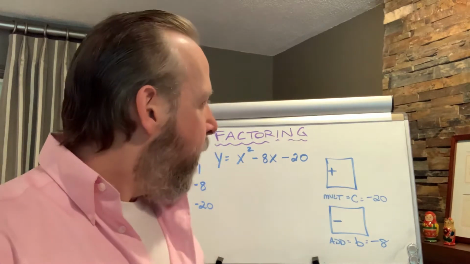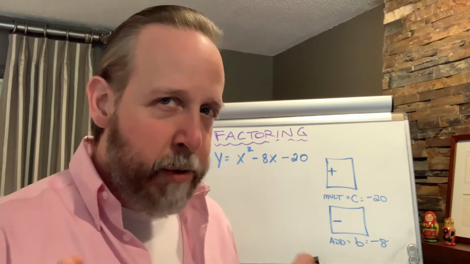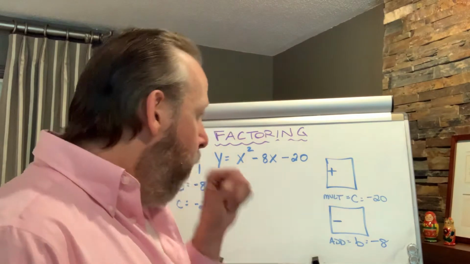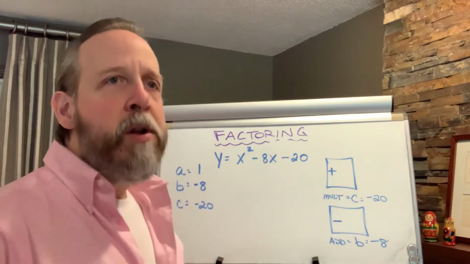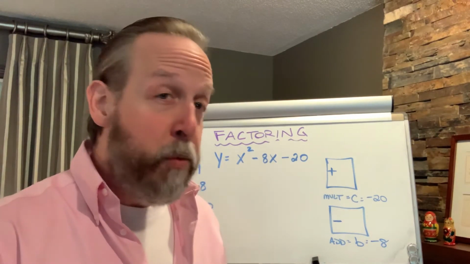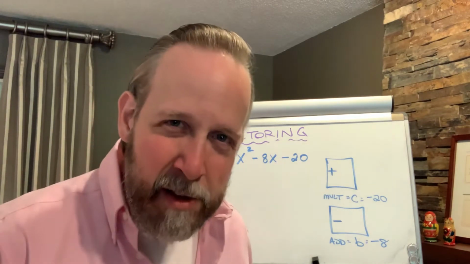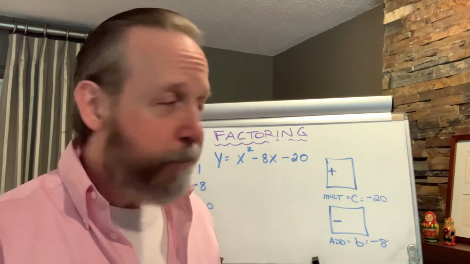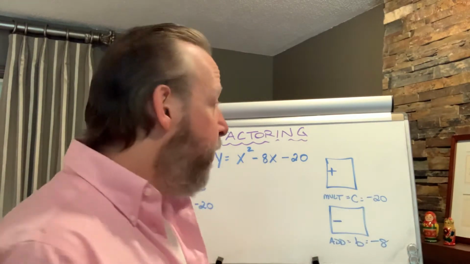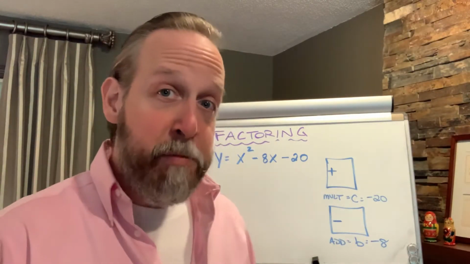Okay, factors of 20 that also add up to 8 when one is positive and one is negative. Let's see. 1 and 20. 1 times 20 is 20. Now, if 1 is positive or negative, or if 20 is positive or negative, they're not going to add up to be negative 8, are they? No. So keep going. The next set of factors: I can go for 10 and 2. I can go for 5 and 4. I don't have any other options because nothing else multiplies to 20.